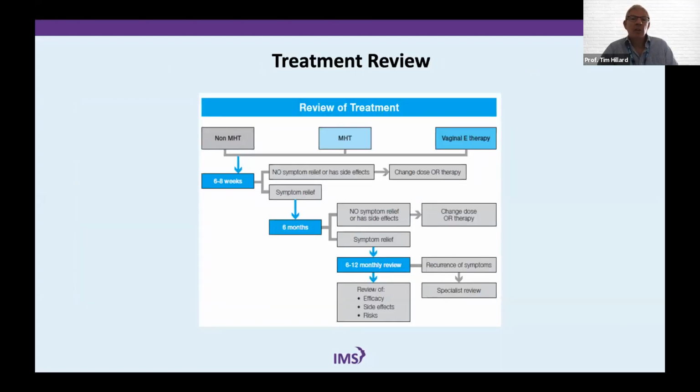So having started the patient on the treatment, it's important you have some policy within your departments for how you review these women. Usually it's recommended that this is done at around 6 to 8 weeks as an initial review to see if they're getting symptom relief, to check that they're not getting side effects, and any particular queries or concerns that they may have.